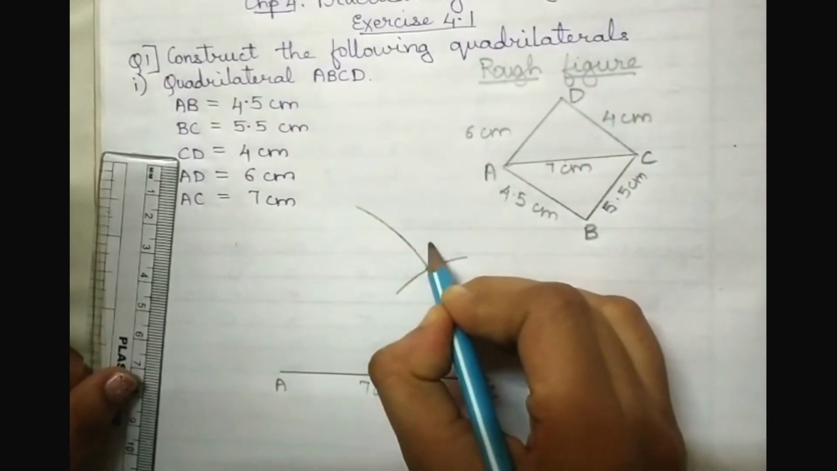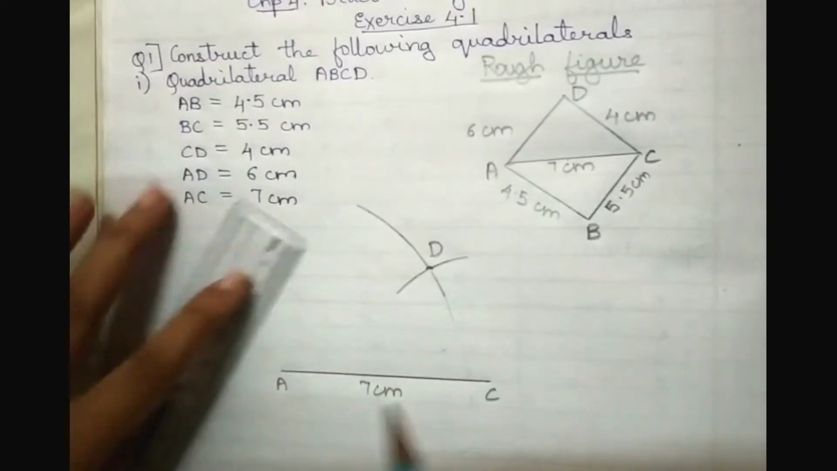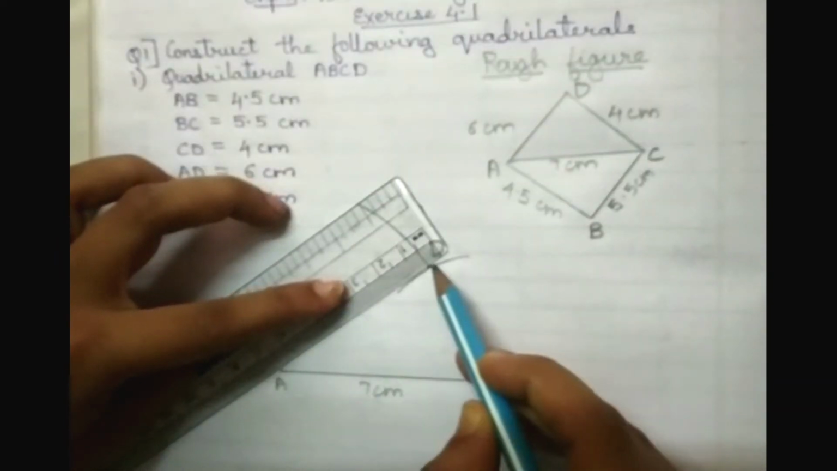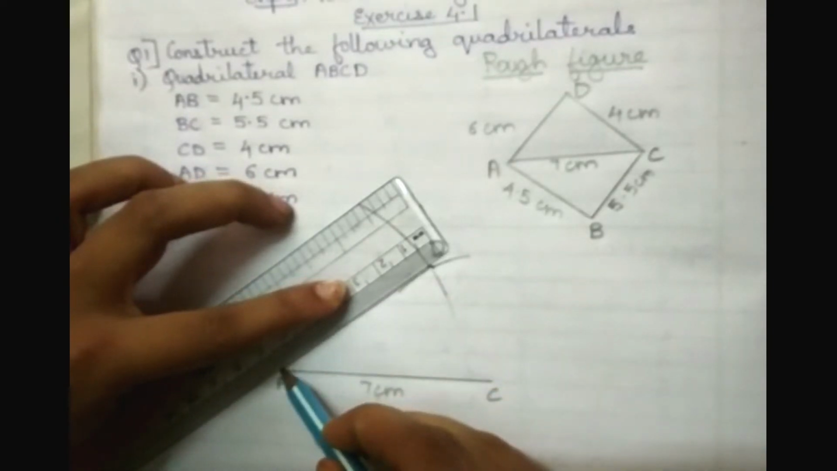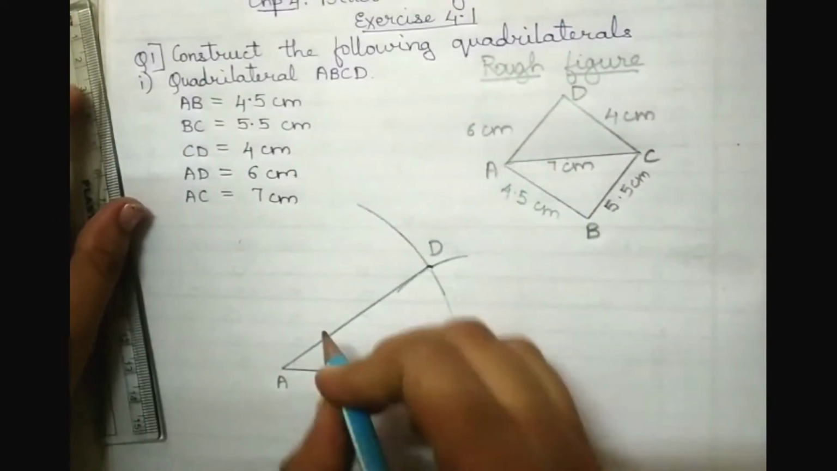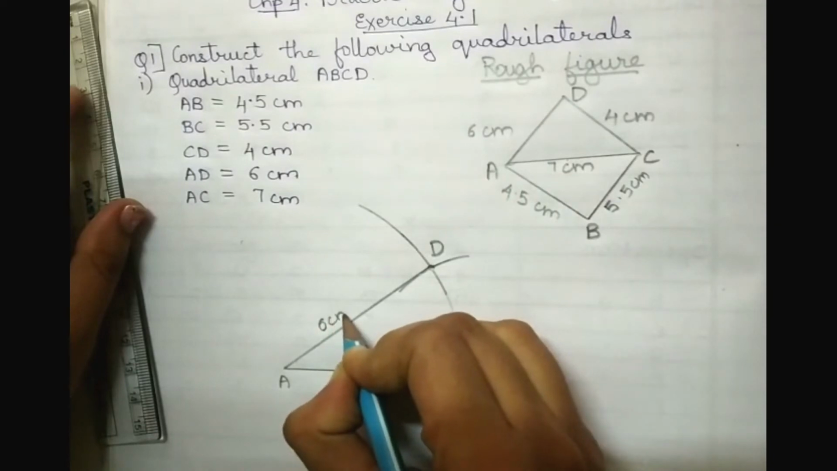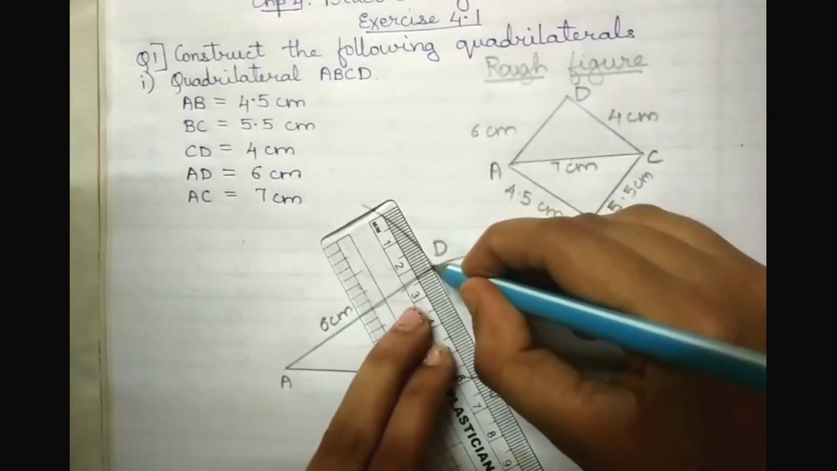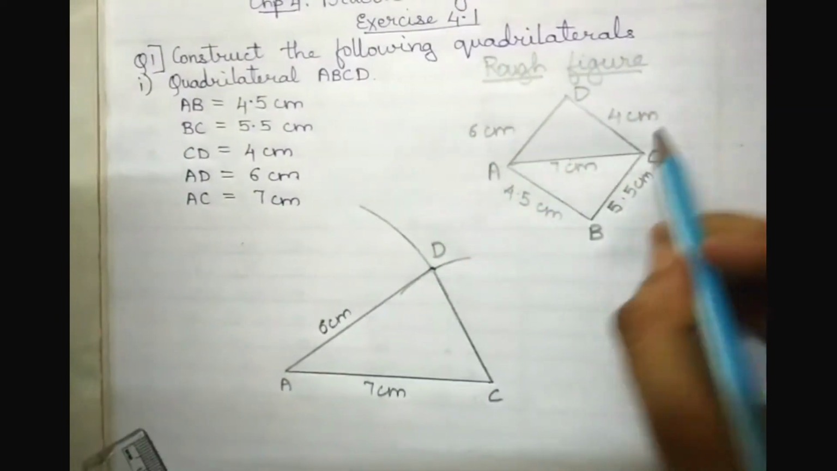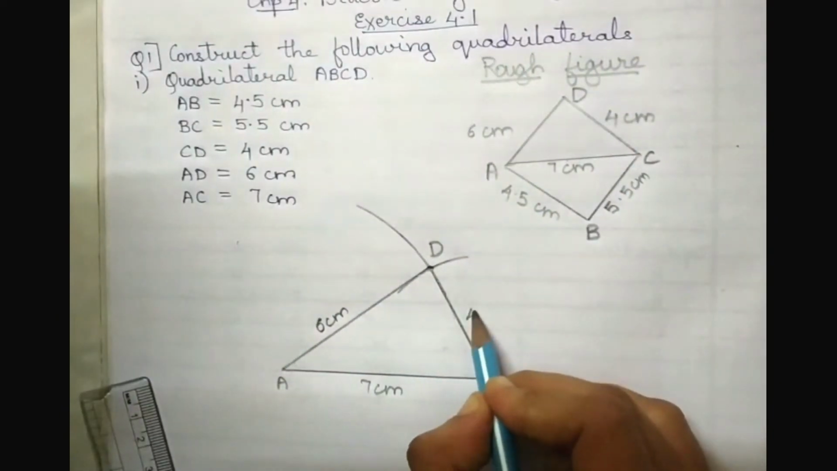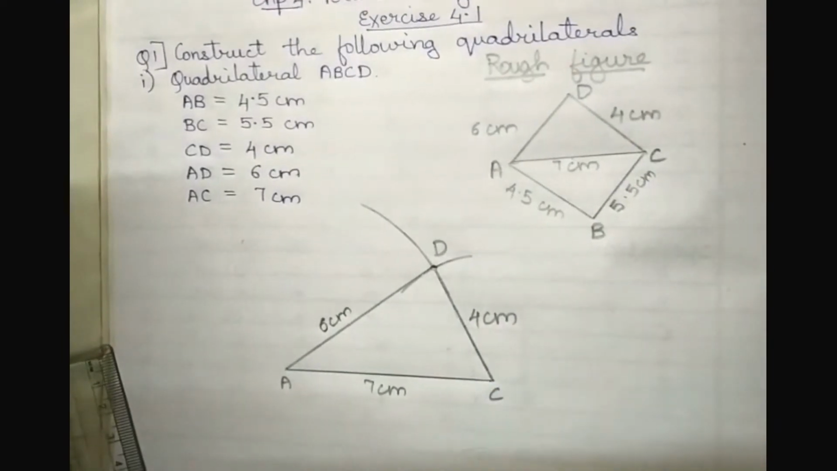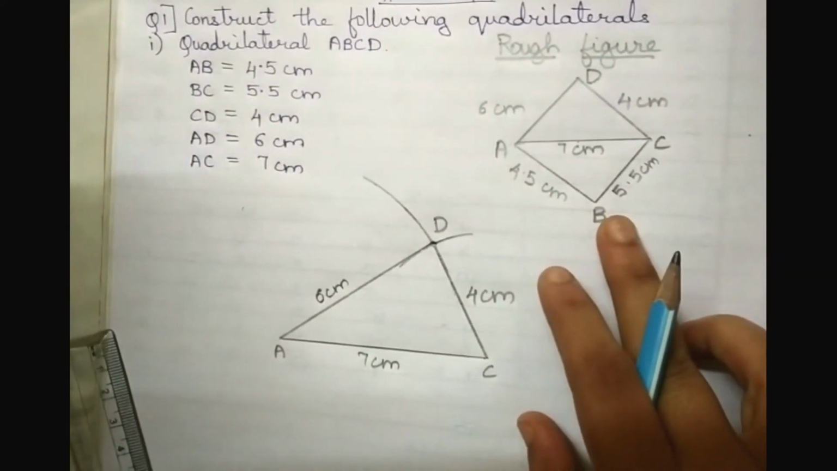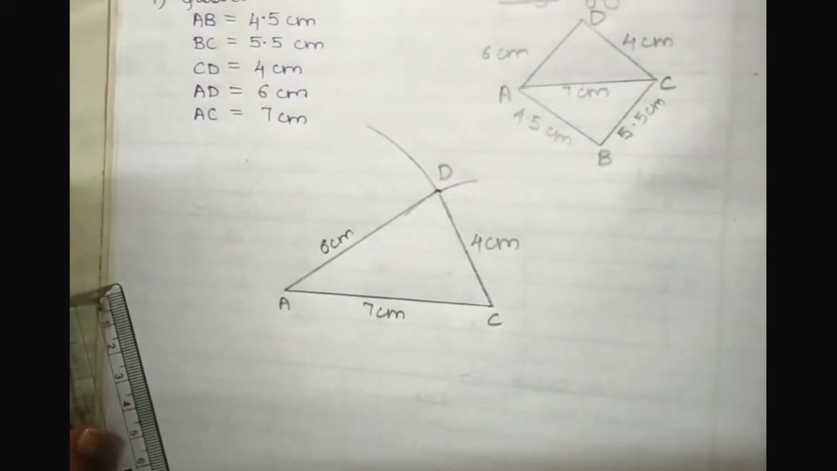So this is point D and now we will join these points A and D, that will give us segment AD. So AD is 6 centimeter. And then we will join points C and D, which will give us 4 centimeter. So our half figure is done. Now we will do the later half of the figure using the similar method.